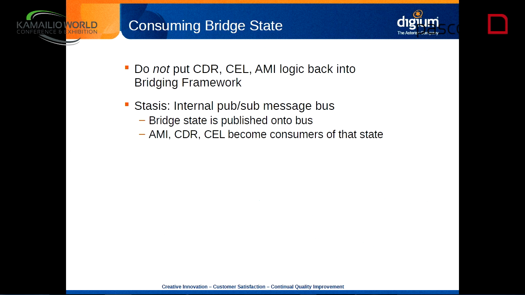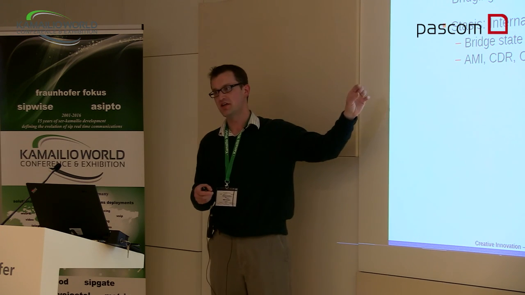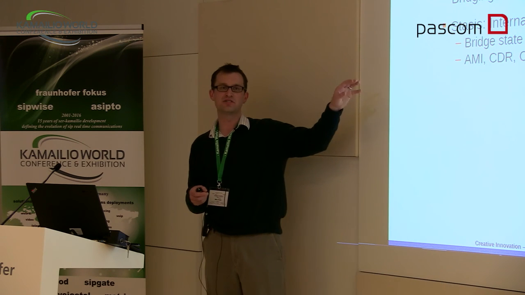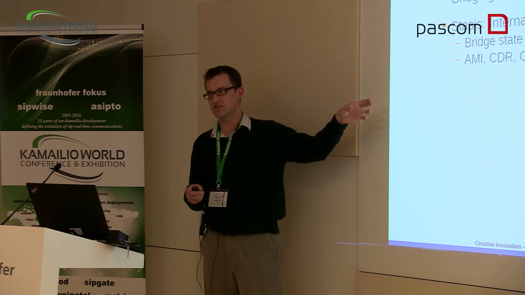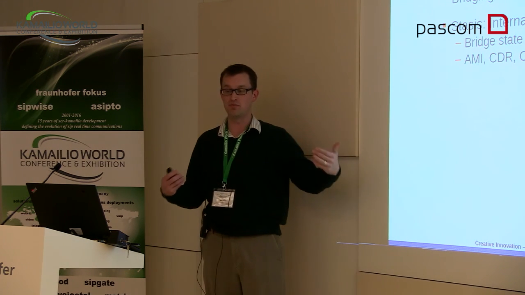Instead, we're going to make use of yet another thing that we added into the architecture called Stasis, which jokingly stands for some thought actually spent in specification. I thought it was funny. So it's an internal pub/sub message bus is really all it is. And the bridging framework will publish state about the bridges onto the bus. The rest of Asterisk publishes its state onto the bus. And so now AMI, CDRs, CELs, and everything else you ever want to build on top of Asterisk can get the entire state of the system off of this bus to go build out new APIs.